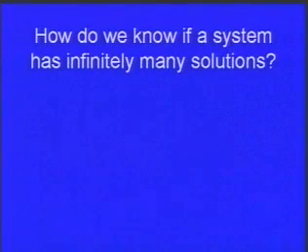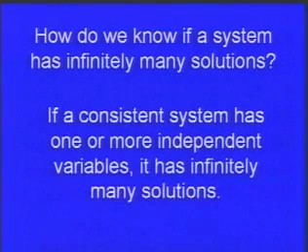Okay, how do we know if a system has infinitely many solutions? We said that's what this section is all about. Well, if a consistent system has one or more independent variables, that's the magical way of telling, it has infinitely many solutions. The reason is because an independent variable can be equal to any value in the world, any real number. And since there are an infinite number of real numbers, there are infinitely many solutions.